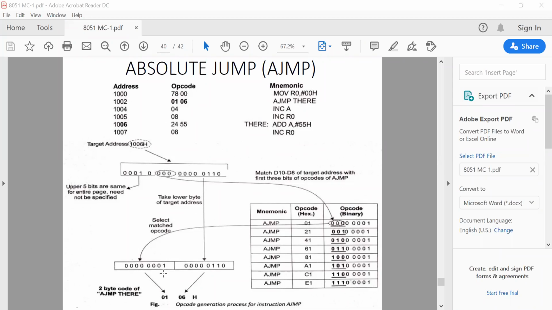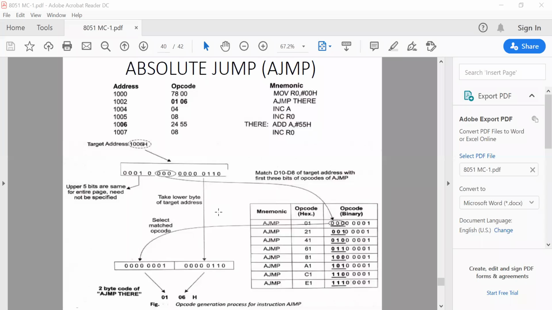And what is it? So 0106. That is given here, 0106 will be written. In this way you need to calculate a jump address, the absolute jump address. So this must be within 2 kilobytes of the same page. It's called the absolute jump.